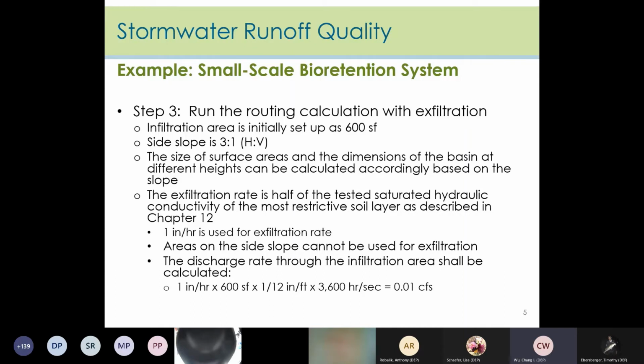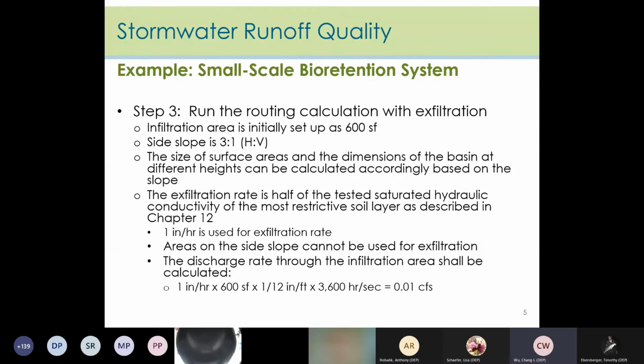Because of this BMP, we have the design side slope of 3:1. So the size of the surface area and the dimension of the basin at different heights can be calculated accordingly based on the slope. And the exfiltration rate is half of the tested saturated hydraulic conductivity of the most restrictive soil layer, as described in chapter 12.